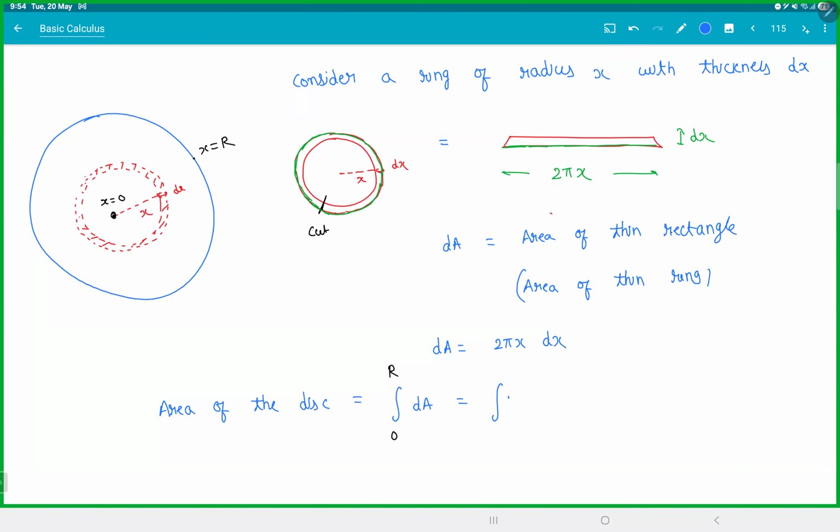Now substitute the value. This is 2 pi x into dx from 0 to r. 2 pi is a constant, it comes out. Integral x power 1 dx from 0 to r. x power 1 dx is x square by 2, limits from 0 to r. 2 will cancel. We get area is equal to pi r square. Isn't that the area of a disk? So I have taken a thin rectangle and added all the rectangles. I got the area of the disk.